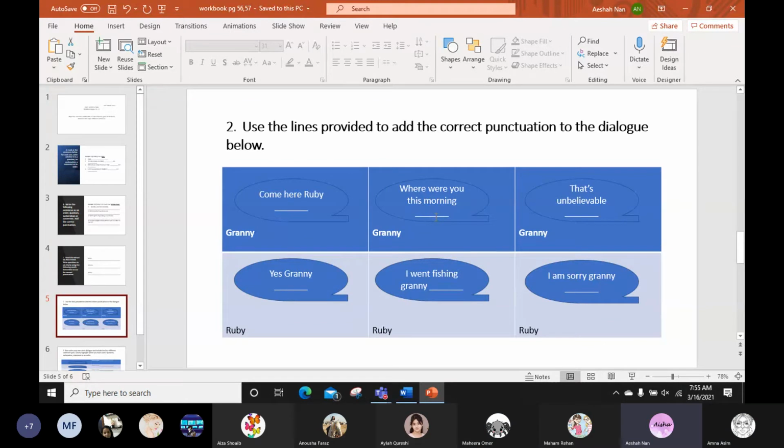Where were you this morning? Question. Which mark has to be added, girls? Question mark. I went fishing, Granny. Statement. This is a statement, so it has to end with a full stop. Statement ends with full stop.